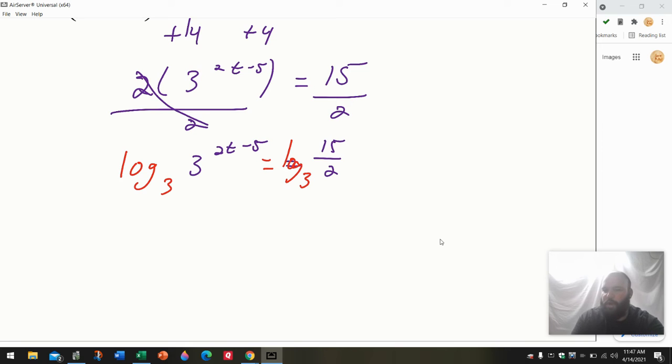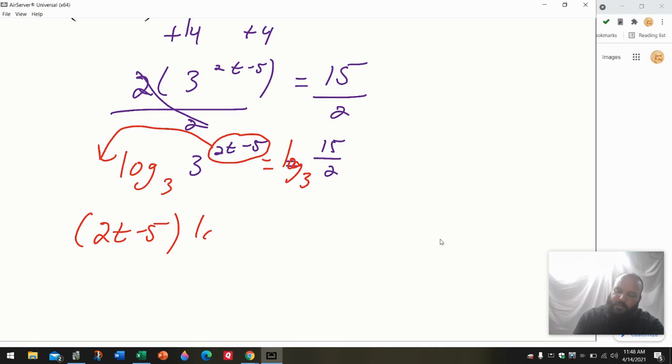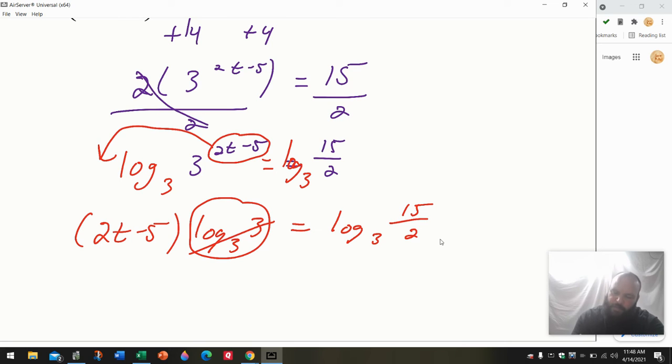Now, as you probably can see now, because we have log base 3 of 3, that will end up canceling. Before we cancel it, though, we need to bring this down in front using the power property. So we have 2t minus 5 times log base 3 of 3 equals log base 3 of 15 over 2. Now you can see the log base 3 of 3 cancels, and we're left with 2t minus 5 equals log base 3 of 15 over 2.